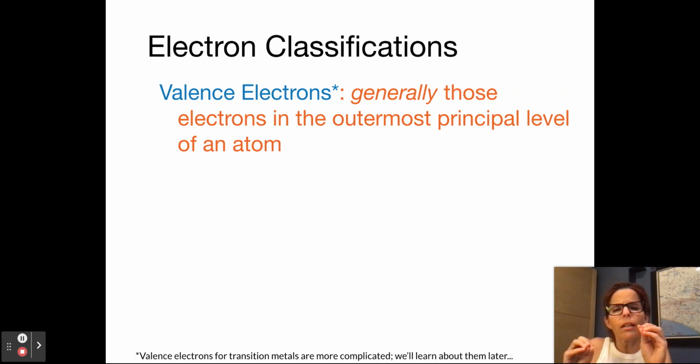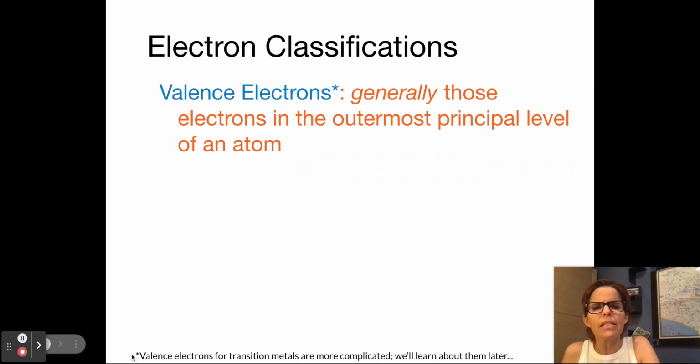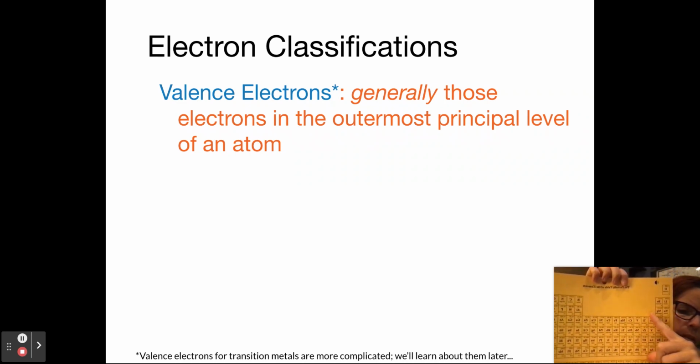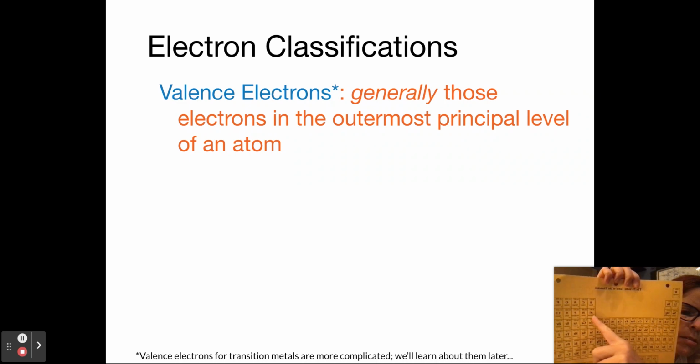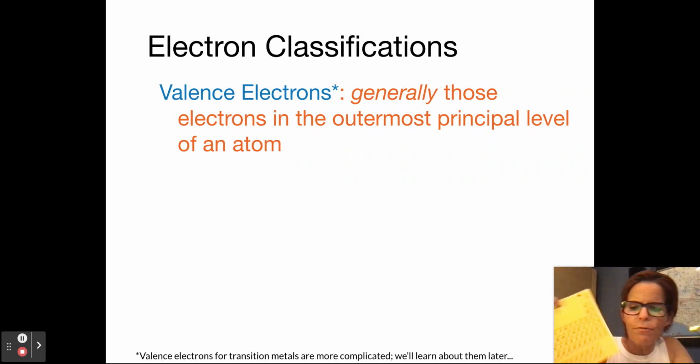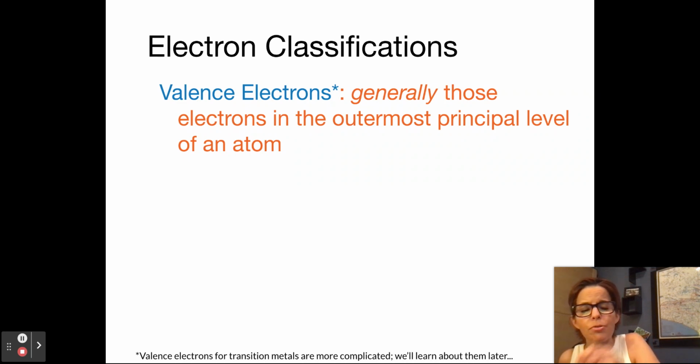However, notice there's a little asterisk, and then down at the bottom it says valence electrons for the transition metals. Now, if you don't remember from junior high what the transition metals are, that's these metals that are in this sort of middle section here. Those are called the transition metals. So it says valence electrons for transition metals are more complicated. We'll learn about them later.